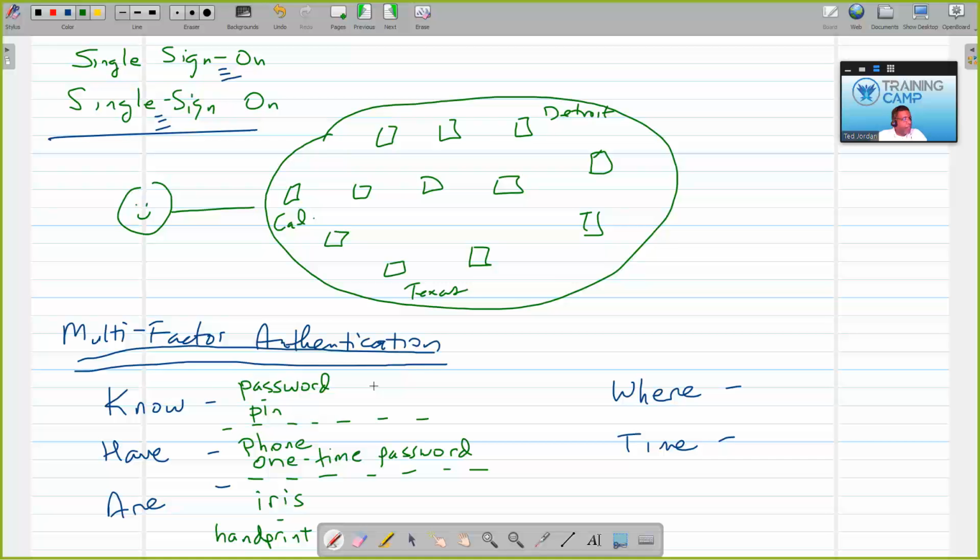And if we combine two of these, so let's say this user's logging in here and they put in their password, so that's something they know, and they get a 6-digit code sent to their phone, then this would be known as two-factor authentication, because we're going to use something we know and something we have.